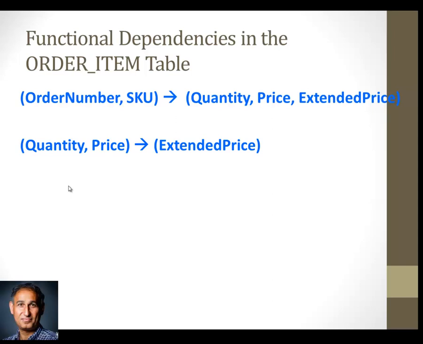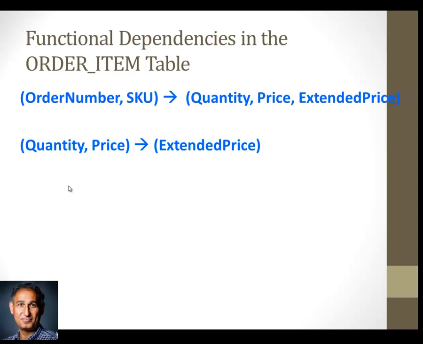Now the question: can I convert that into a primary key for the order item table, and why not? If you look at the quantity price, it can determine only the extended price, but it will not be able to determine the SKU or any other information like the order number. That's why in this case this will not be used. The quantity price cannot be used as a primary key.